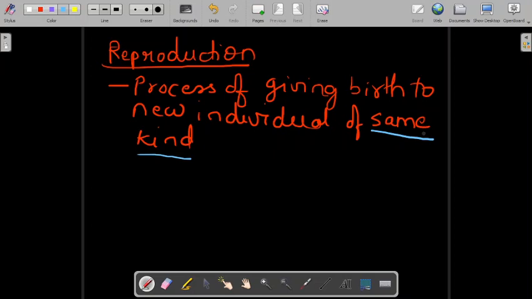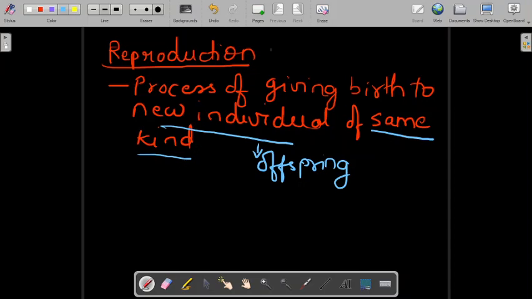So why is it of same kind? It is a process in every living organism where they give birth to an offspring. The new individual is also said to be an offspring of the same kind. So a dog can give birth to a puppy. A cat can give birth to a kitten. A human can give birth to a human. It is not that a dog can give birth to a kitten or a human can give birth to a puppy, right? That is the reason it is said that it is a process in which a new individual of the same kind is formed. So whenever you write the definition, please mention it is of same kind.